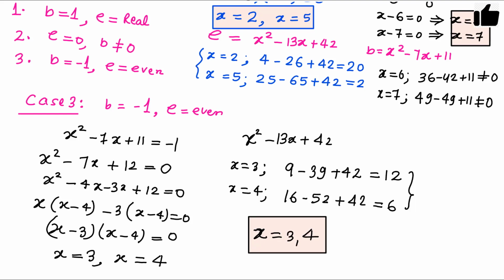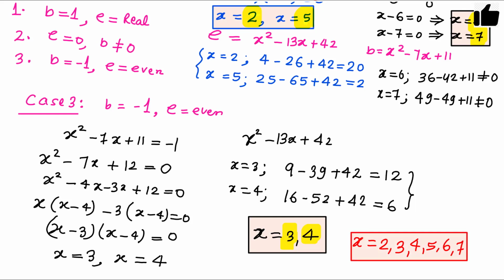x equals 2, that is this one. You see here x equals 2, and x equals 5. So this is x equals 2, so this is one solution. x equals 5, 6, 7, 3, 4. So from x equals 2 to 7, all values we have. So what are the solutions? So we have x equals 2, 3, 4, 5, 6, 7. So these are the solutions, basically 6 solutions of this equation.